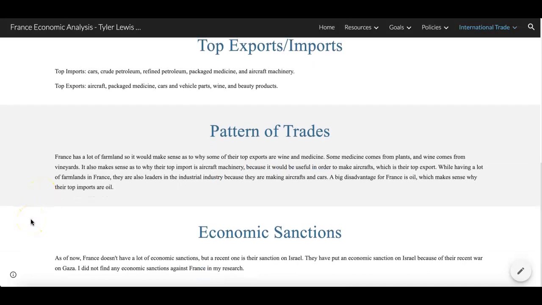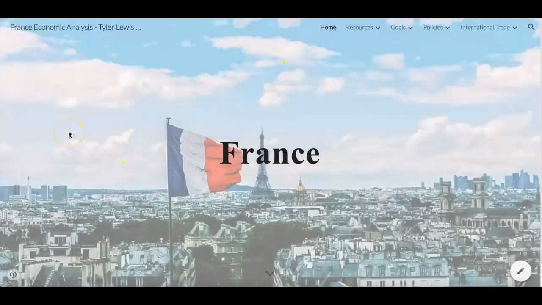For economic sanctions, they don't have a lot of economic sanctions, but there are recent ones on Israel because of their war in Gaza, and I could not find any economic sanctions against France in my research. But that is it. That is my economic analysis on France.